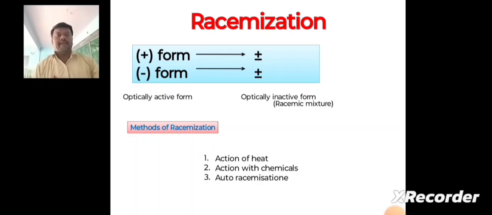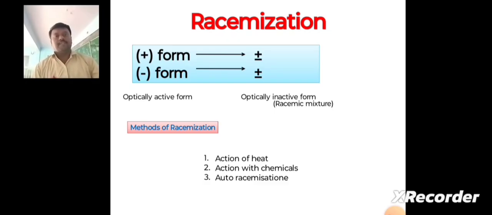The first method is action of heat. In this method, the optically active plus form are heated at particular temperature. We get racemic mixture. That means by heating D form and L form at a particular temperature, we get racemic mixture. Example, you take lactic acid or tartaric acid, D form lactic acid and L form lactic acid. Both D and L form of either lactic acid or tartaric acid are heated at a particular temperature. We get racemic mixture.